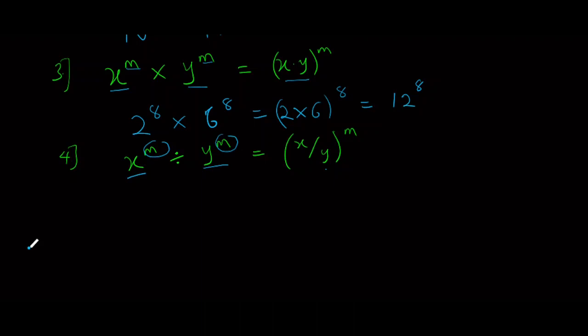For example, we have 10 raised to power 5 divided by 2 raised to power 5. Since they are having different bases but the same powers, that will just be 10 over 2, everything raised to power 5, and that gives us 5 raised to power 5.